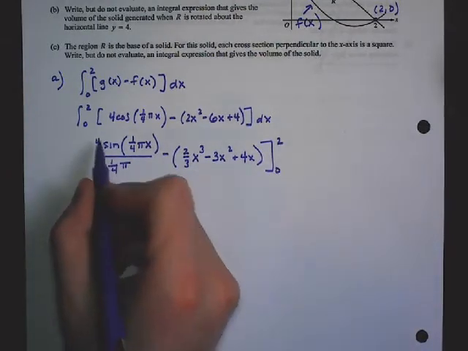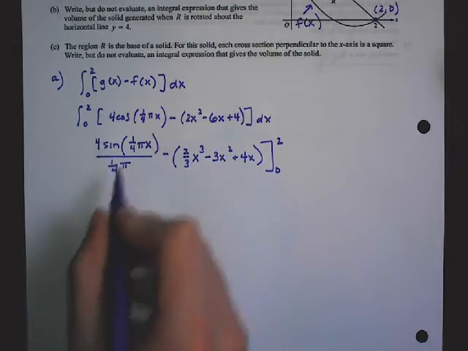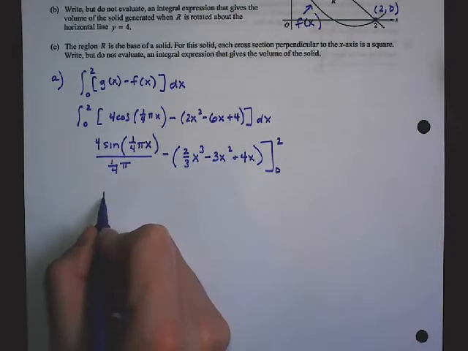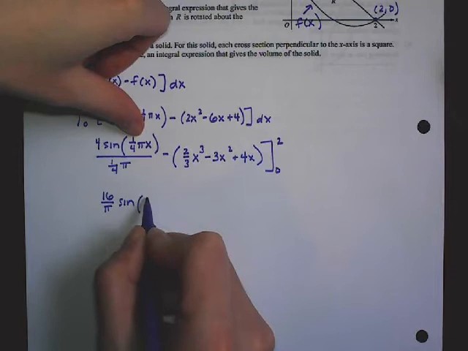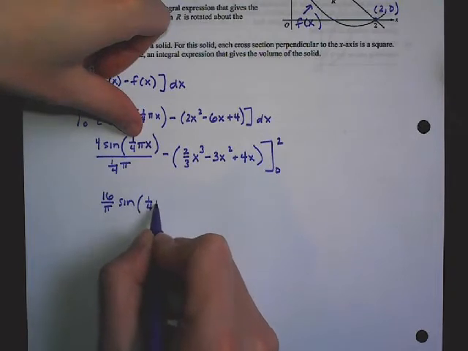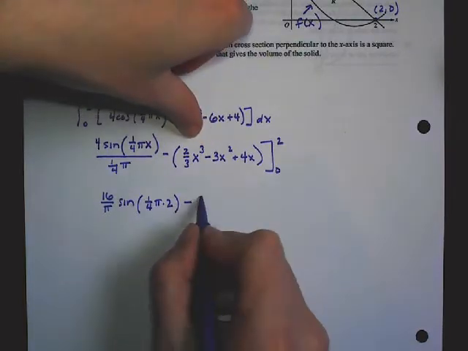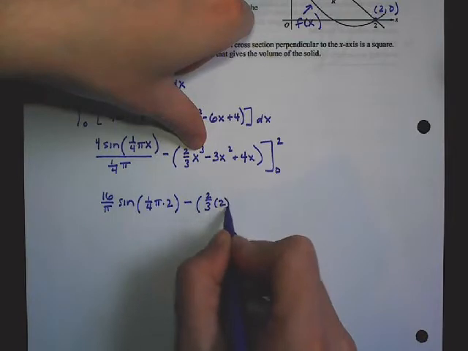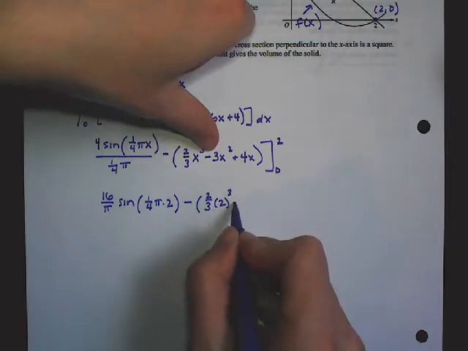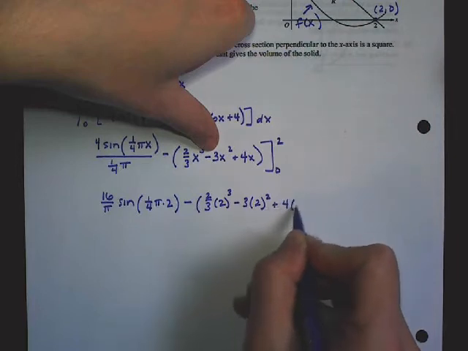So if I plug in 2, I want to simplify that dividing by 1/4 is the same as multiplying by 4. So what I really have is 16 over pi sine of 1/4 pi times 2, minus 2/3 times 2 cubed minus 3 times 2 squared plus 4 times 2.